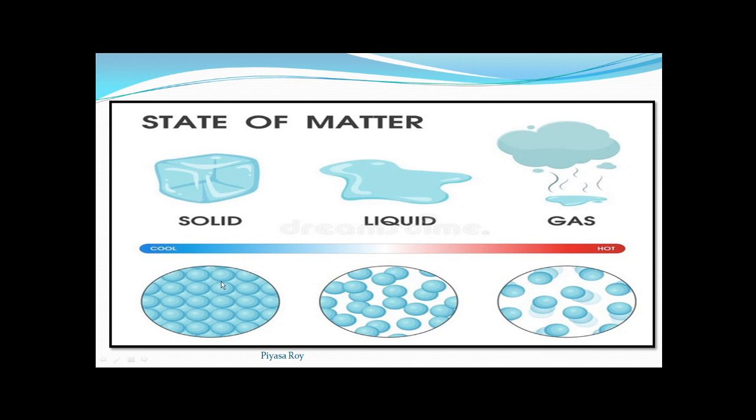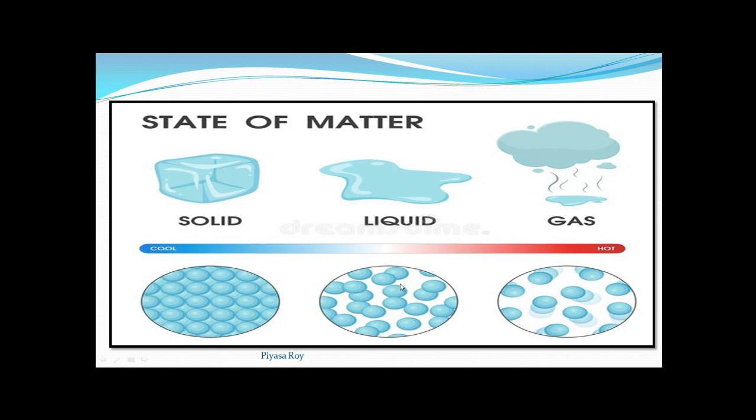Solid state: here you will see the particles are closely spaced. Particles of matter are closely spaced. There is very little intermolecular space between them. See, this is the interparticular space or intermolecular space. So in a solid, as the molecules of matter are very closely spaced, there will be a definite shape of the matter.